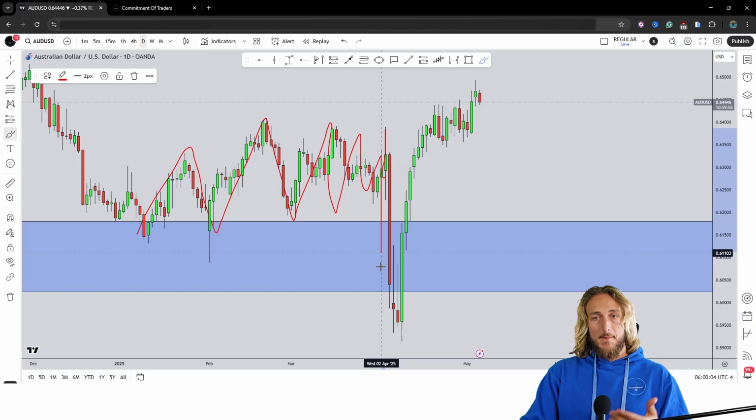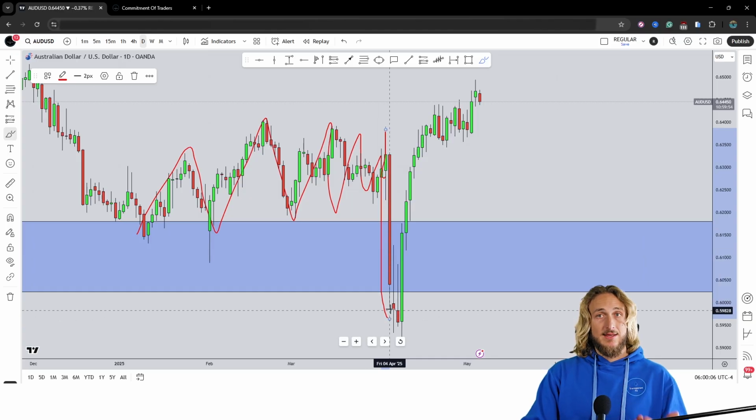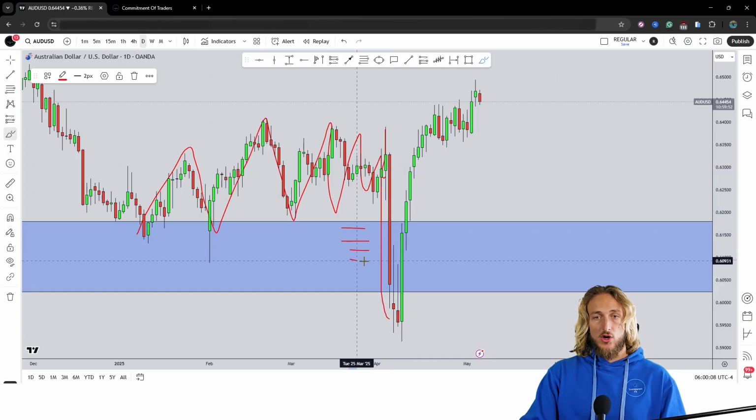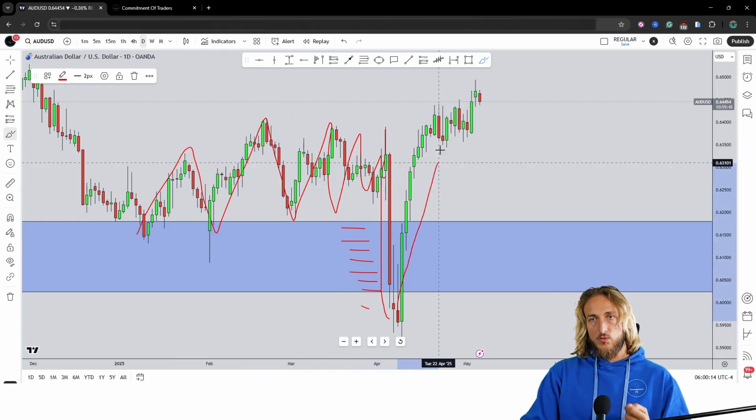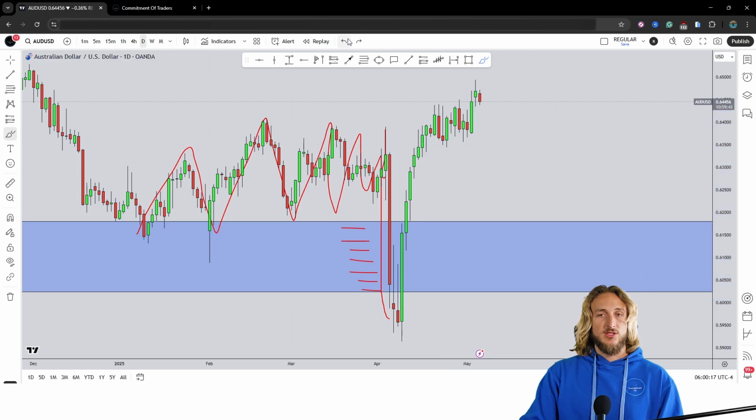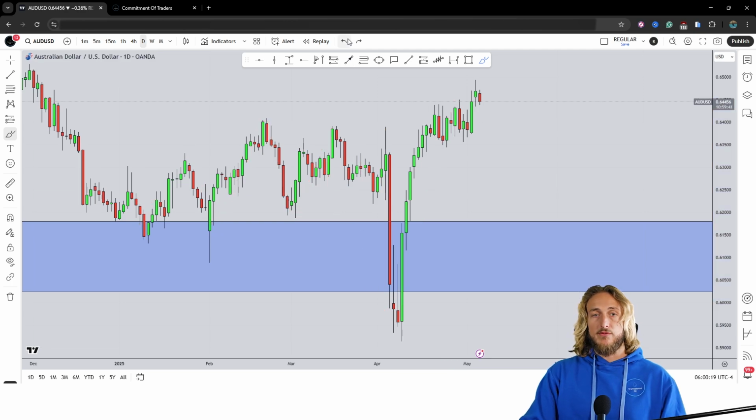Then we had the massive spike to the downside. We had all the stop losses get triggered. All retail traders who had their stop losses below these lows got liquidated. And only at that point did the real push to the upside actually start, creating what is commonly referred to as a liquidity trap or market manipulation.